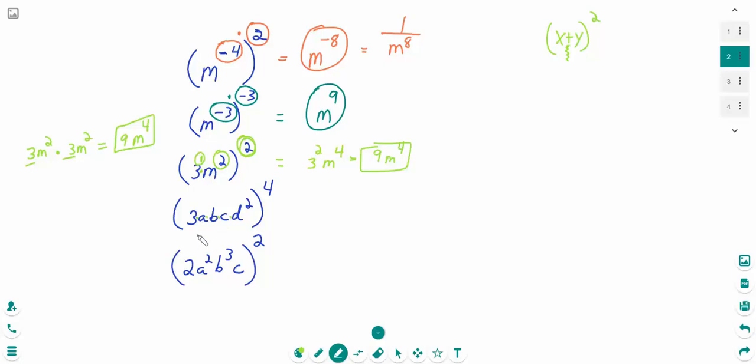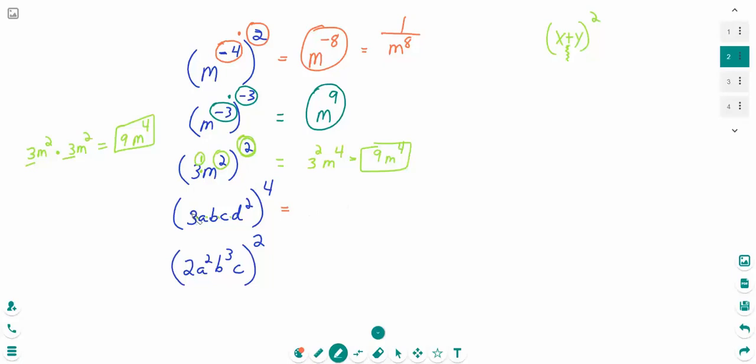Okay, so seeing that it's all multiplication, we can use these rules that we've been working on. So if I have this term being raised to the 4th power, what do I do to simplify? Well, every single variable, every single coefficient, everything in here has to be raised to the 4th power. This whole bucket needs to be raised to the 4th power. It's helpful to actually write that, just showing it.